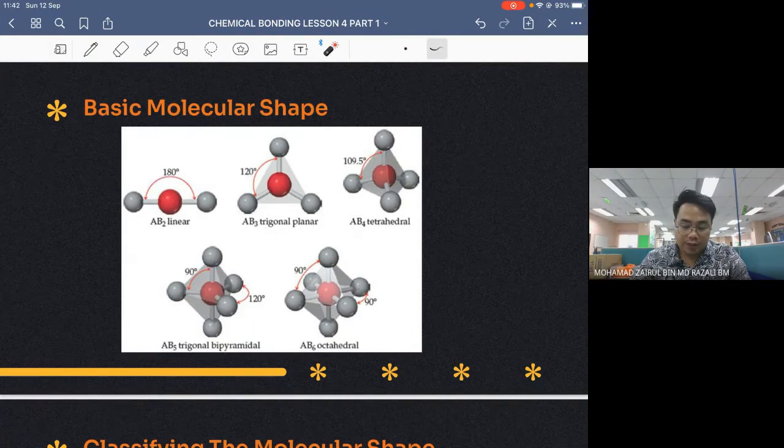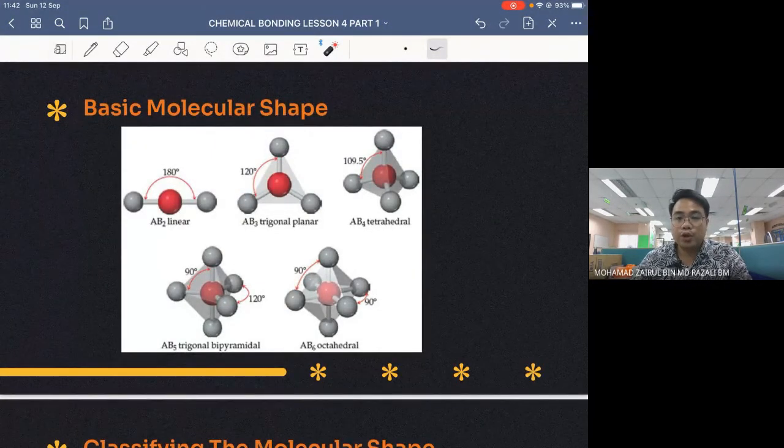If around the central atom we only have 2 electron groups dan kedua-dua itu adalah bonding electron dan tidak ada lone pair on the central atom, the shape we call it as linear. So when you draw the molecular shape of the molecule, you need to know the name and you also need to know the bond angle between the atoms. For a linear, the bond angle is 180 degrees. If you have 3 bonding groups around the central atom, the shape we call trigonal planar, and the angle inside the trigonal planar is 120 degrees.